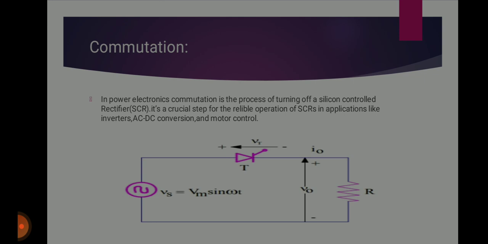So, commutation in power electronics is a process of turning off or turning on. And what is meant by rectifier? Rectifier means the SCR operates on AC or DC, it is conversion, so it is called a rectifier. This process is commutation, and it is used in motor controllers.